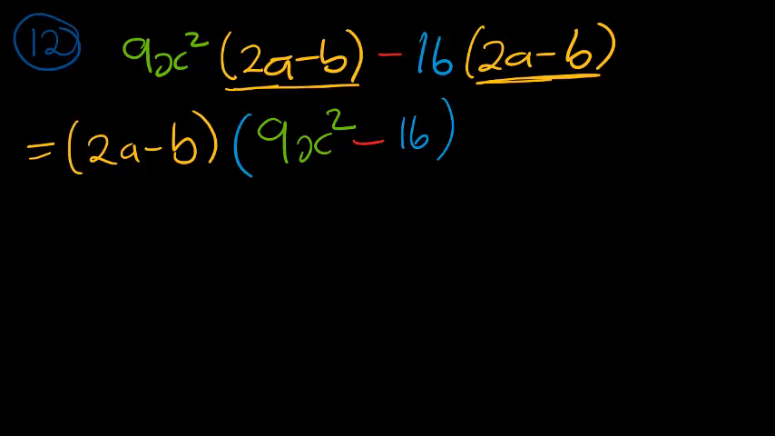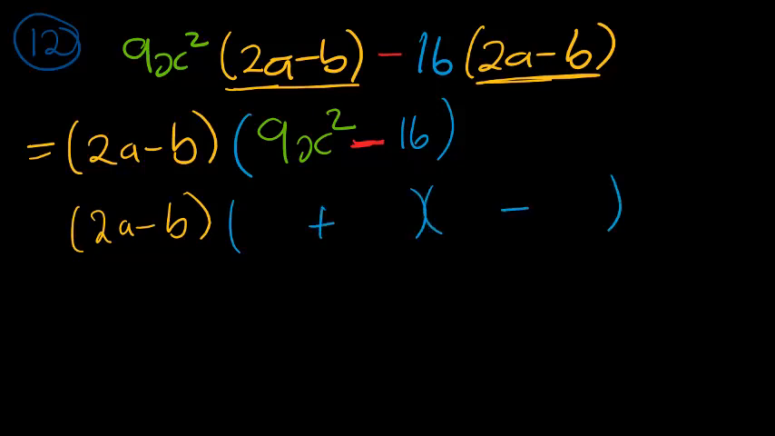Right. Next up, we are going to look for difference of squares. So I can see my minus sign is over here. This is a square. This is a square. I've got a difference of squares. My first bracket, 2a minus b, stays the same. Then my second bracket is going to become two brackets. One is plus, one is minus. My 9x squared becomes 3x on both sides. And my 16 becomes 4 on both sides. And that is my final answer.